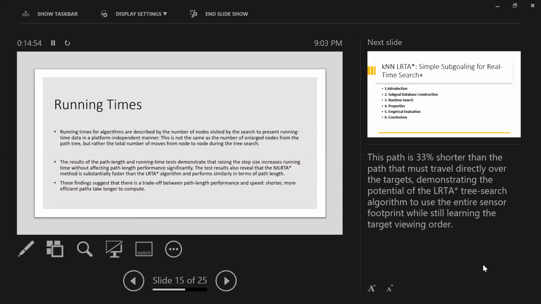The running time for the algorithm is described by the number of nodes visited by the search, to present the running data in a platform-independent manner. This is not the same as the number of expanded nodes from the path tree, but rather the total number of moves from node to node during the tree search. The results of the path length and the running time demonstrate that the step can increase without affecting the path length performance significantly. These findings suggest that there is a trade-off between path length performance and speed. More efficient paths take longer to compute.